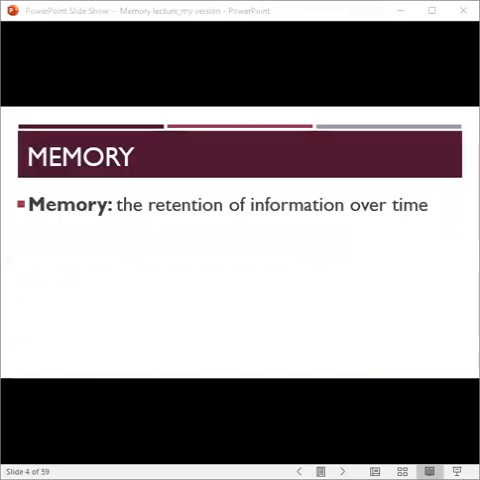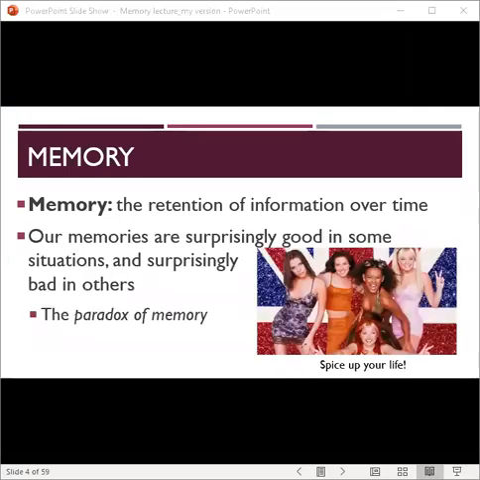Memory is defined as the retention of information over time. Now, we have memories for many different kinds of information, and our memories are surprisingly good in some situations and surprisingly bad in others. This is often referred to as the paradox of memory. So, the same memory mechanisms that serve us well in some circumstances can cause problems in others.